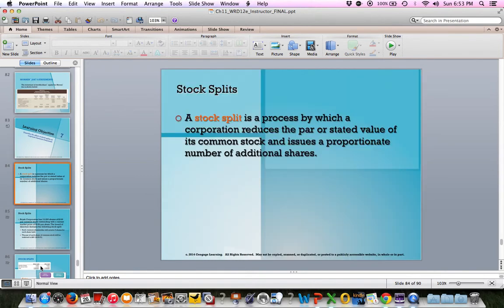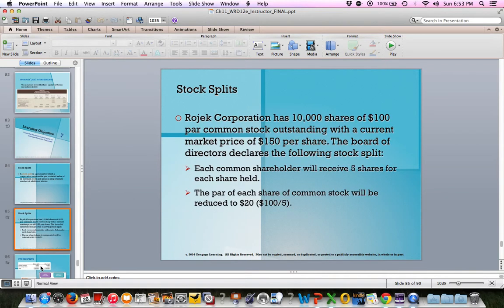Stock splits is kind of the next thing to talk about. A process by which a corporation reduces the par or stated value of stock and issues a proportionate number of additional shares. So Rojek Corporation has 10,000 shares of $100 par common stock with a current market price of $150. The board of directors declares a stock split. Each common shareholder receives 5 shares for each share held. The par value then goes down. So we take the par value of 100, divide that by 5, we would get 20.